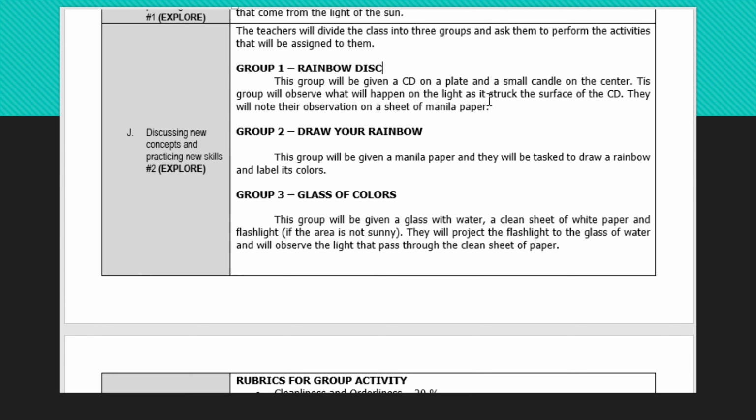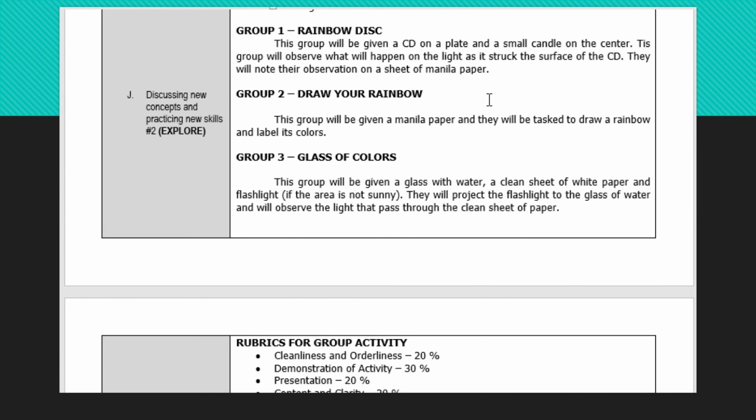Okay, so the first group will be given a CD on a plate and a small candle in the center. This group will observe what will happen to the light as it strikes the surface of the CD. They will note their observation on a sheet of manila paper. Group 2, draw your rainbow. This group will be given a manila paper and they will be tasked to draw a rainbow and label its colors.